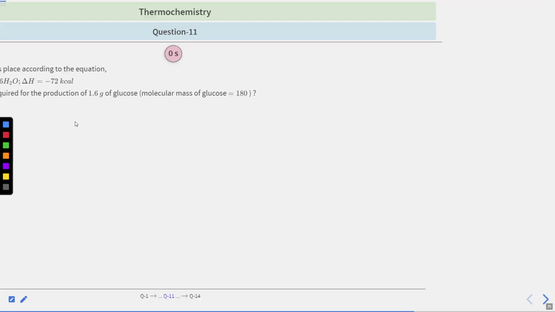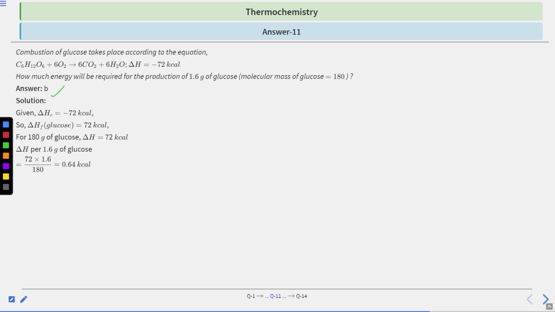Okay, so let's see the answer. Answer will be option B. So we have given the enthalpy of combustion, which is minus 72 kilocalorie for this reaction here, and the heat of formation for glucose will be 72 kilocalorie. We just reverse this reaction and it will become the formation of glucose reaction, right? So enthalpy will be enthalpy of formation for glucose, and the sign will also change on reversing the reaction from minus 72 to plus 72.